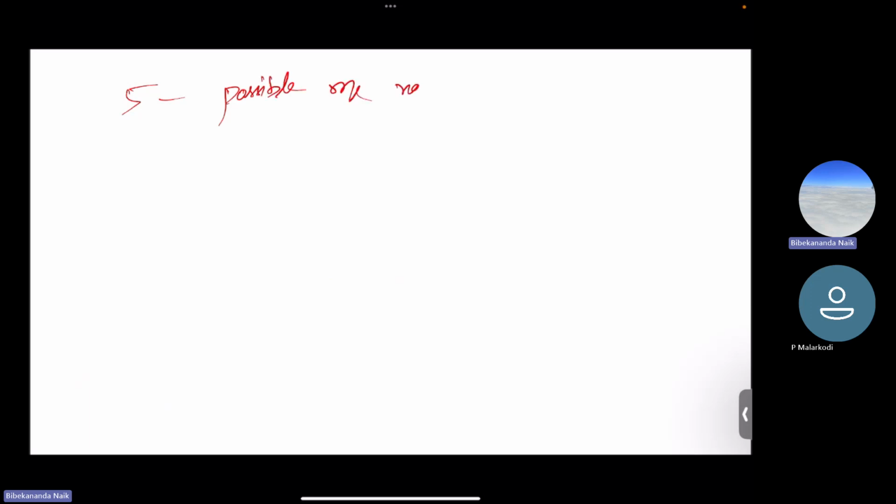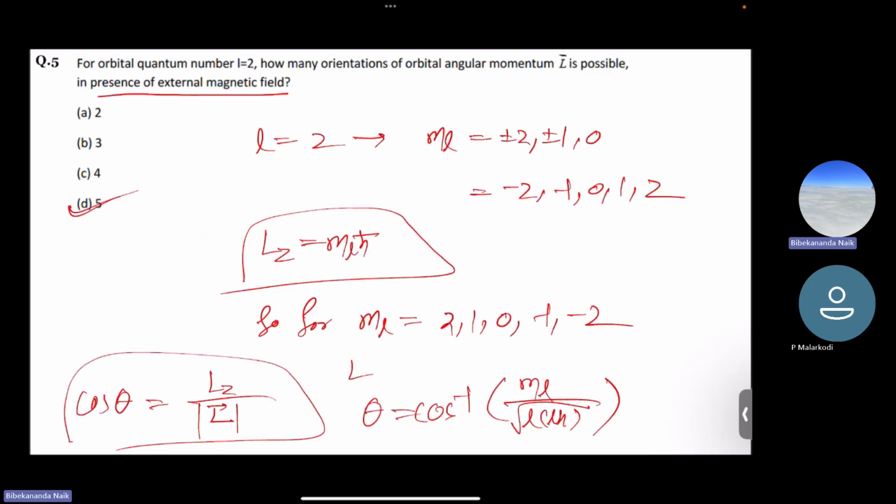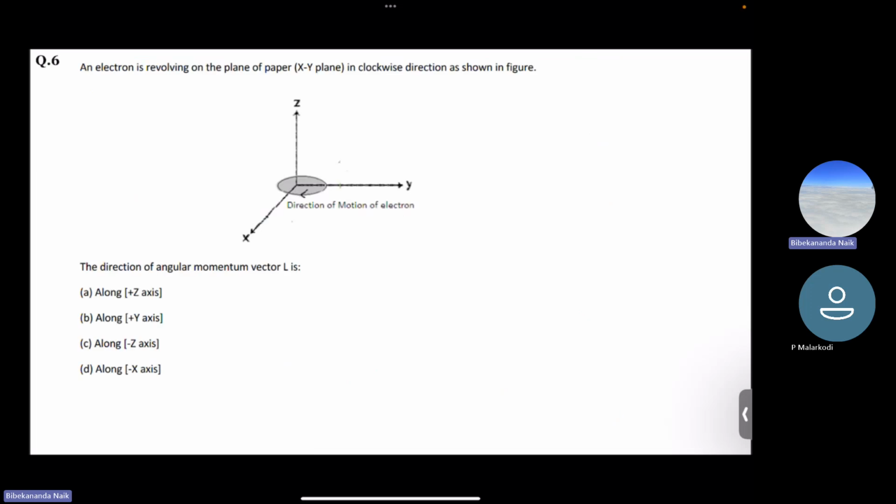So since there are 5 possible values of ML, that implies 5 possible orientations. So the correct option is option D, that is there will be 5 possible orientations in presence of external magnetic field. Now let's move to question number 6.